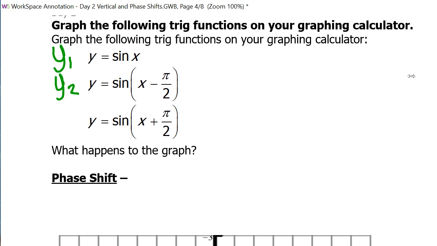So here is the parent function. Looking at the origin, did the starting point move to the right pi over 2 units? Yes, it did. Now we're going to do one more change, go back to y equals, and instead of the minus pi over 2, let me change that to a plus pi over 2. So if a minus moves it to the right, what will a plus do? Move to the left. So here's the parent function. Did that starting place at the origin move to the left pi over 2 units? Yes, it did. So the number inside the grouping symbol will move our graph left or right.